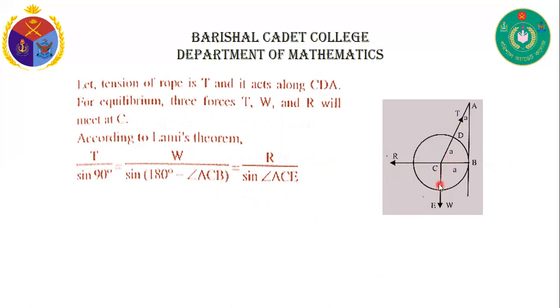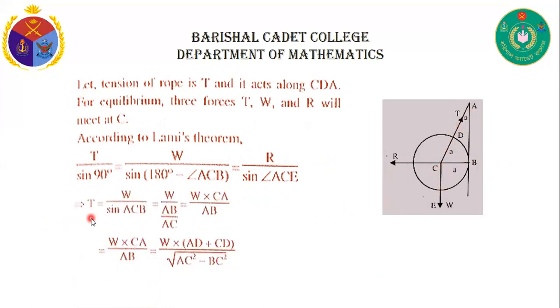W divided by the sine of the angle between R and T, that is, the whole is 180 degrees. W, that is 180 degrees minus this angle, is angle ACB, and R divided by the sine of the angle between T and W, that is angle ACE. Okay, so now from the first and second we can write T divided by sine 90, which equals 1, that is T equals W by sine ACB.